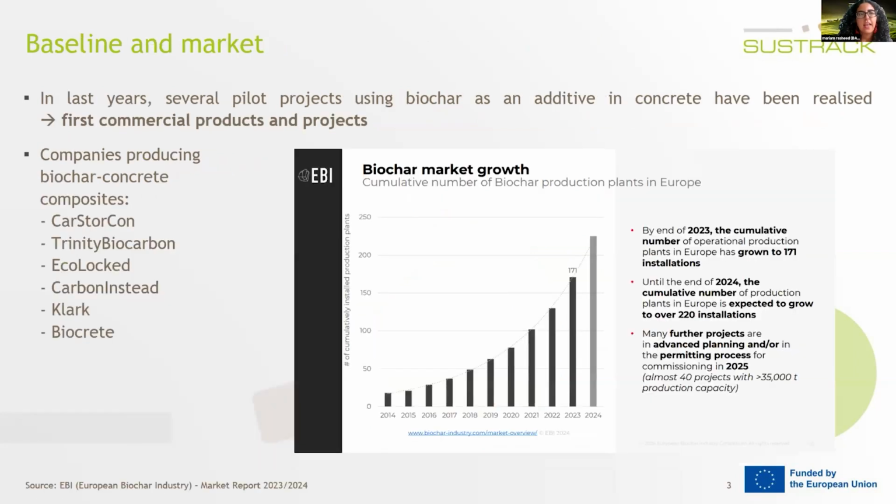And in the last years, we've already been seeing the first products and projects that are commercially on the market for biochar concrete composites. Some of the companies producing such biochar concrete composites are Carstor, which are here with us today, Trinity Biocarbon as well, which are also here with us, Ecoloct and Carbonstead here in Germany, Clark in Switzerland, and Biocrete in the Scandinavian countries. I'm not sure which one.